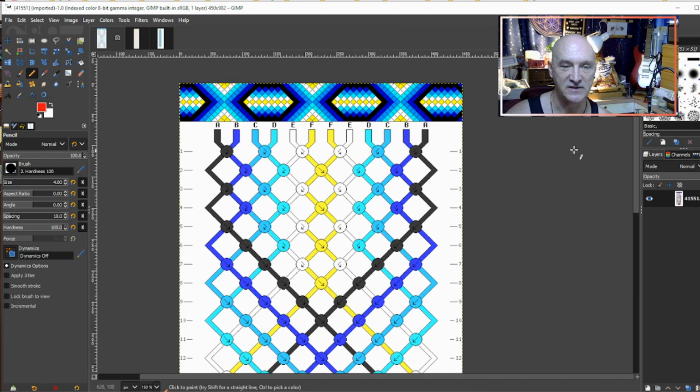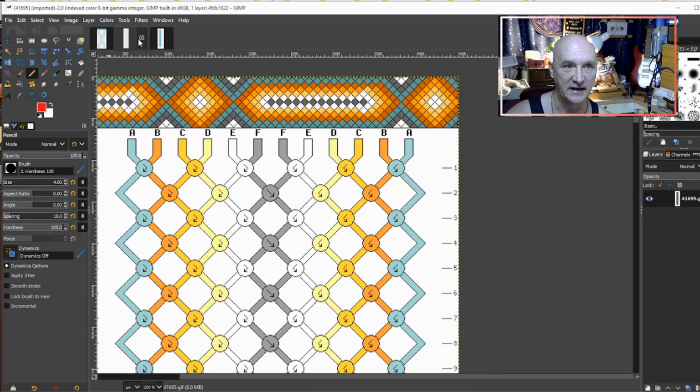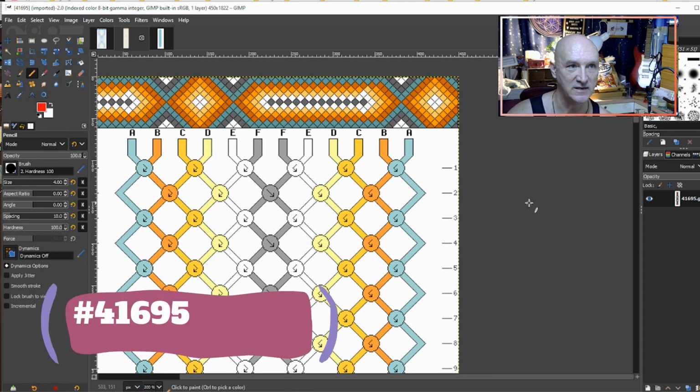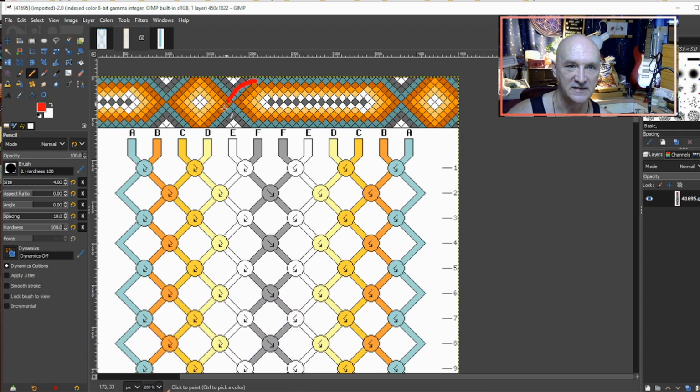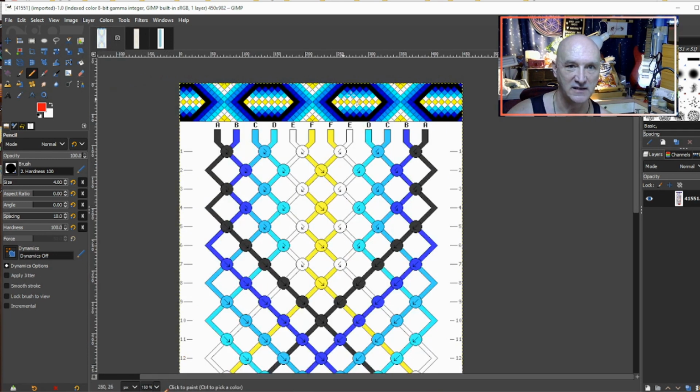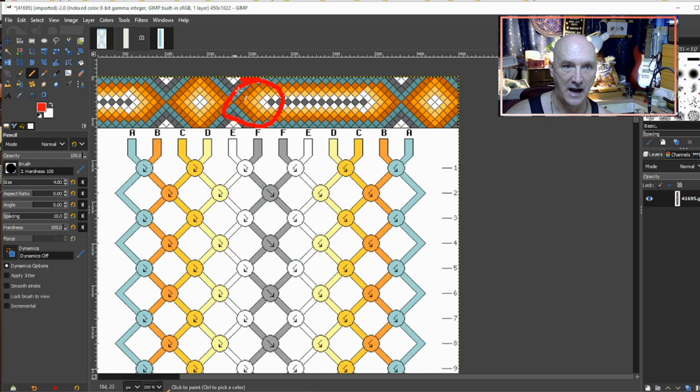So I was looking for some other patterns to maybe work on, and I came across this one. This is 41695, and I was like, oh, this is interesting because what they did different is this area right here. Instead of just going straight to the end like this does right here, they go outwards and bring out the colors, which is kind of cool, right?